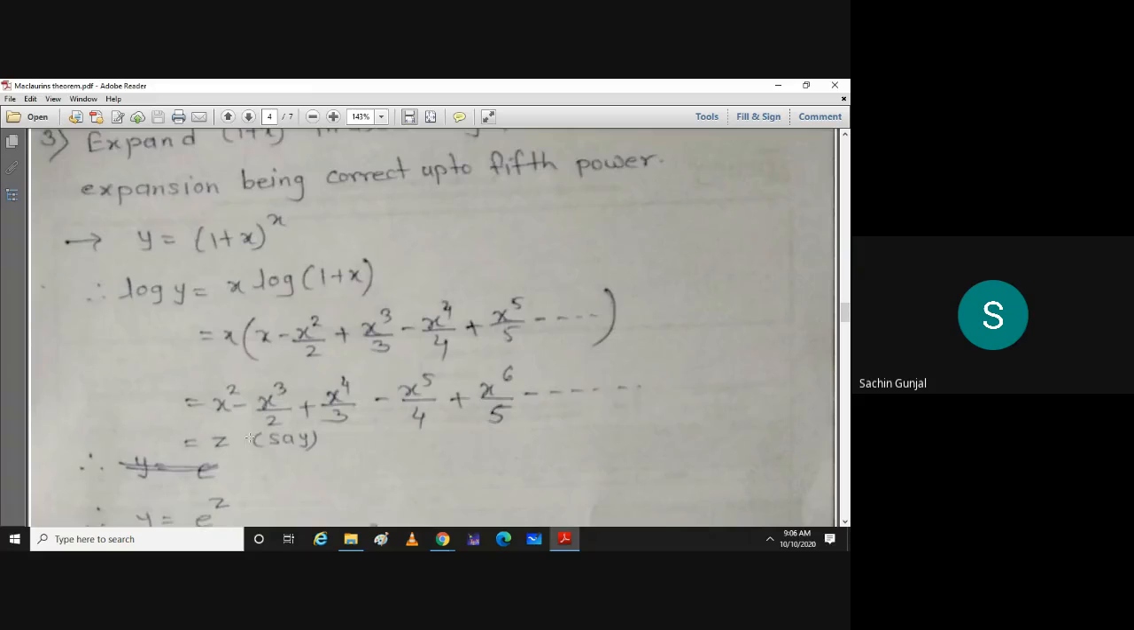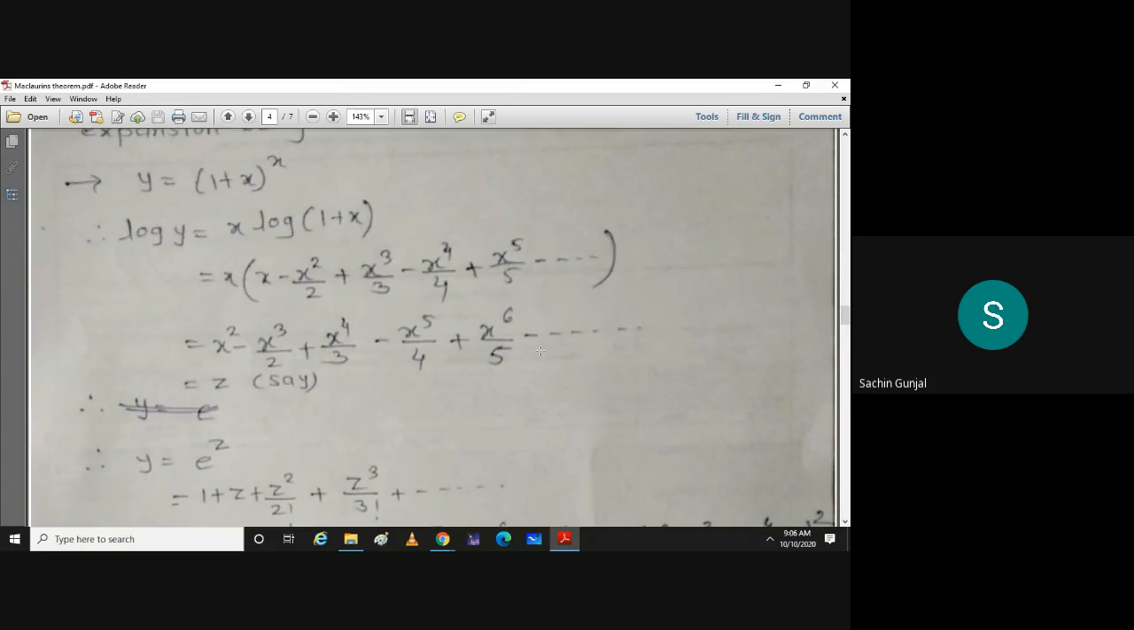Okay, so this is the log y expansion. Now out of which I want y, so apply exponential on both sides. So e raised to log y equal to e raised to this series. Okay, and that series we call z. This series is some function z. So y is equal to e raised to z. Up to this step, any doubt? Is it fine?